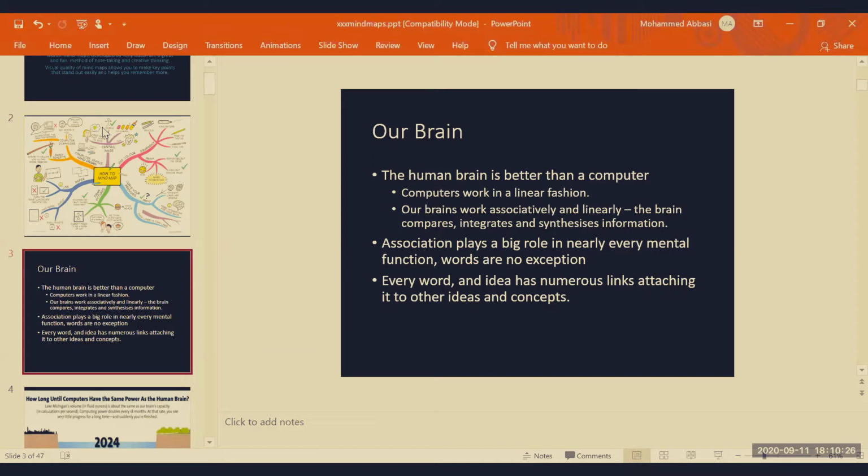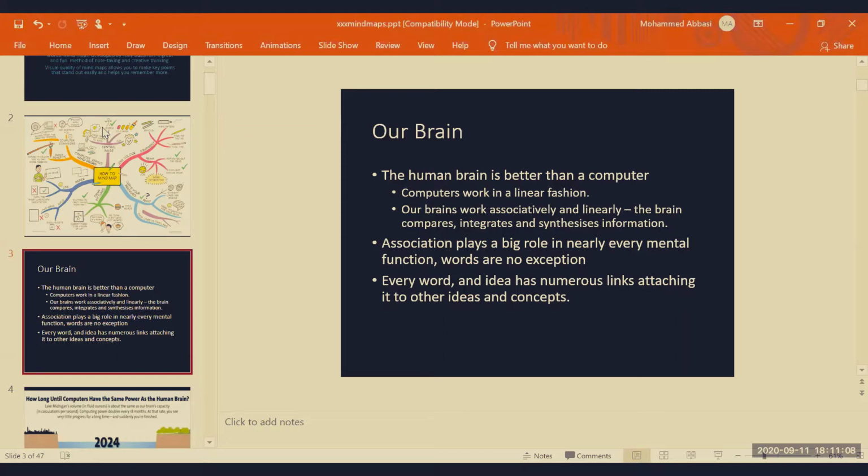Now, our brains are much better than a computer. The only thing is, our brains do not have a manual on how to understand this computer. So mapping, memory skills, are different ways we have of learning, remembering, and creative thinking. Computers work in a linear fashion, one after another, like we take notes in a linear fashion. But our brains work associatively and also in a line. So they work in different ways.